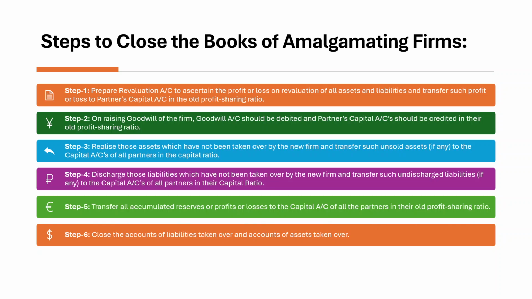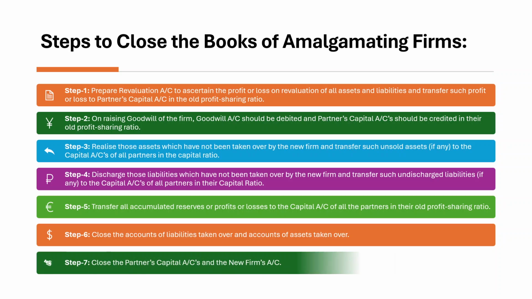Afterwards, we perform step number 6. In that, close the accounts of liabilities taken over and accounts of assets taken over. Whatever assets and liabilities are taken over by the new firm, the related accounts we have to close. And then the last step, we have to close the partners' capital accounts and the new firm account, and in this way we complete the procedure to close the books of the old firm, that is the amalgamating firm. So to close the books of the amalgamating firm, these are 7 steps we have to perform. This is the accounting process that we have to perform to close the books of the old, that is amalgamating, firm.